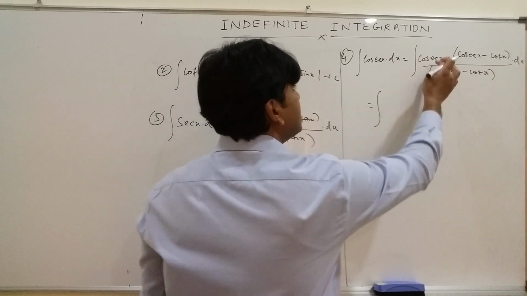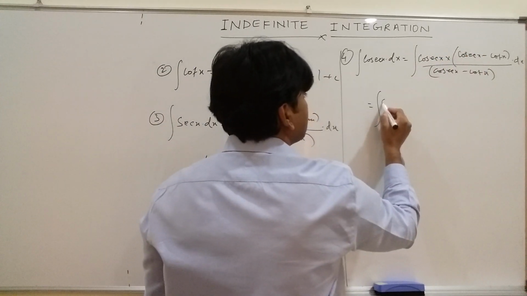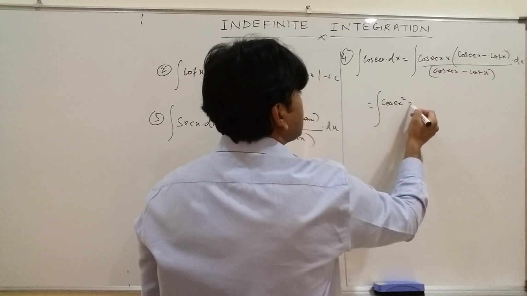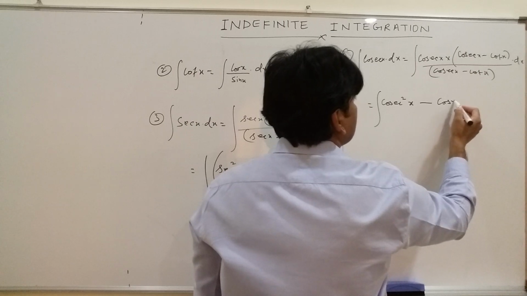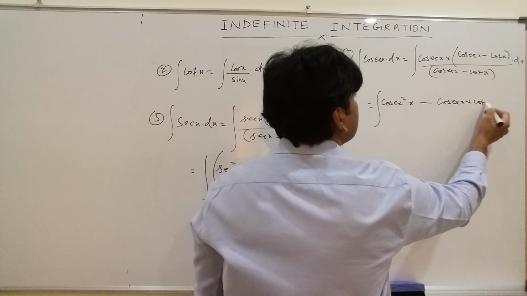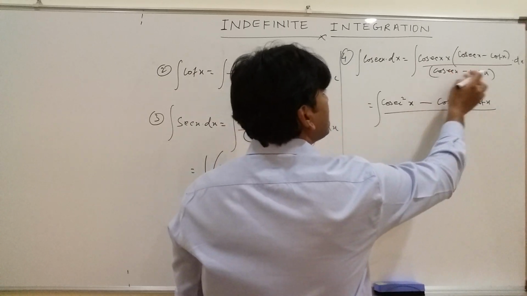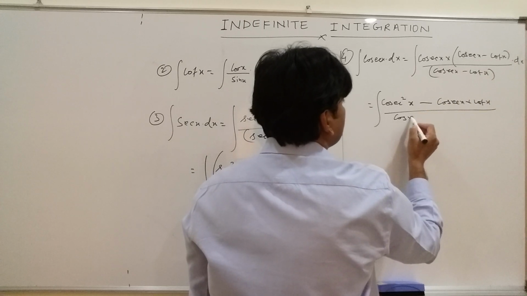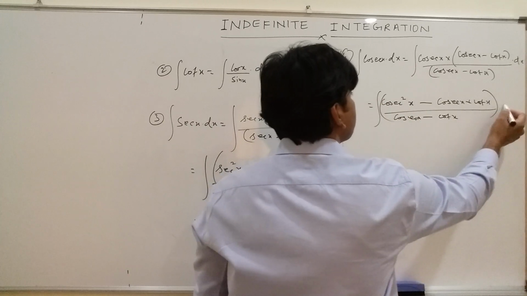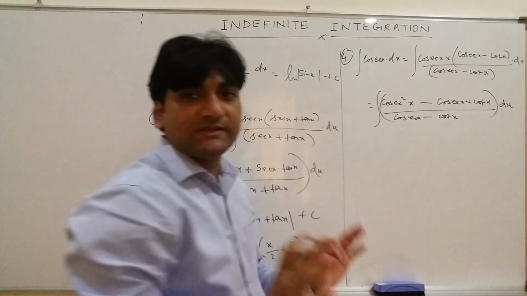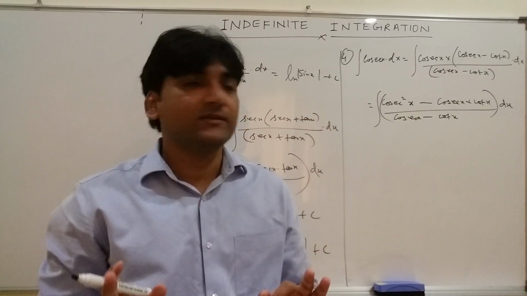Now this cosec x times cosec x, it would be cosec square x minus cosec x times cot x, over cosec x minus cot x. Okay? So this is the expression I got.